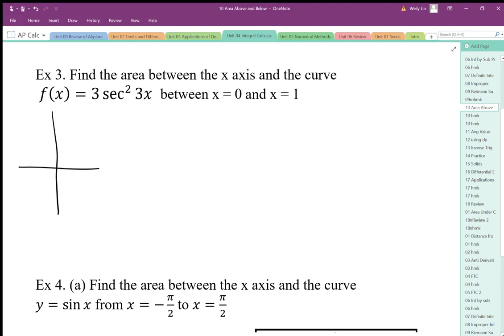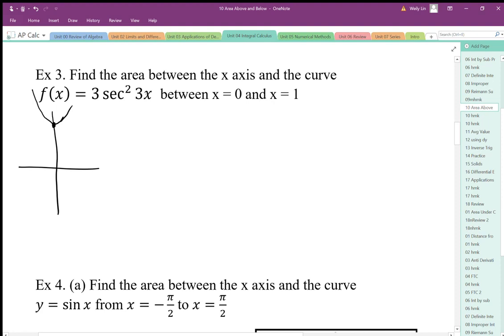It's basically going to be a secant squared graph, which has been vertically expanded and horizontally compressed. I think when x is 0, we're going to end up with secant of 0 is 1, times 3. So basically we're going to have something that looks like this.